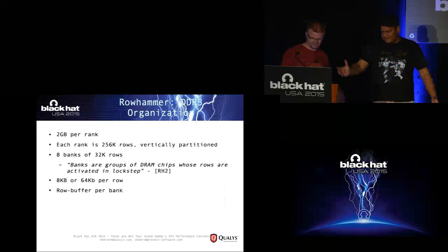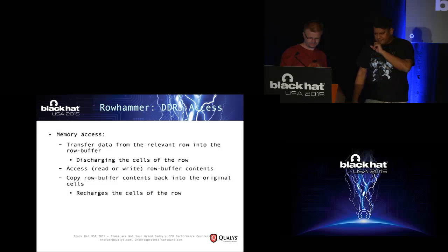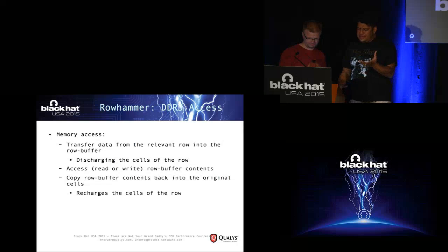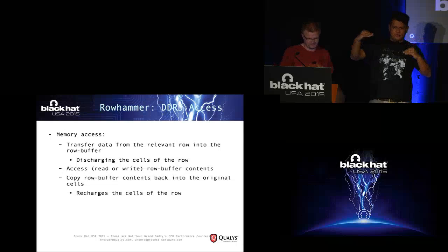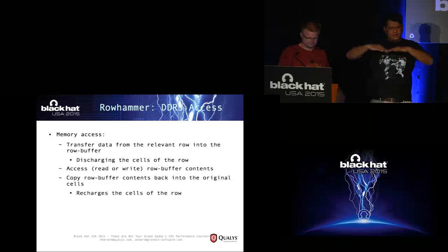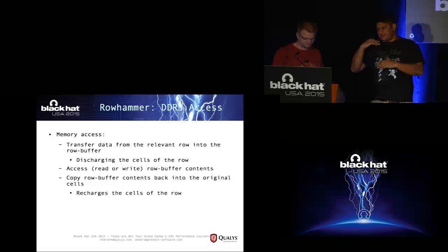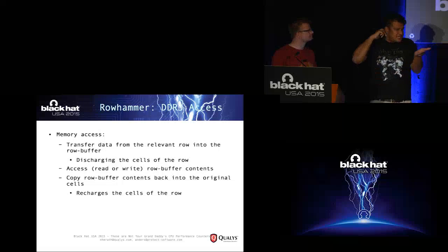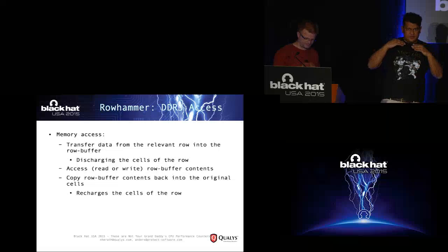So that's a discussion into how the DDR is set up. Quickly, for memory access in DDR3, you transfer the data in a memory line into a row buffer, and that discharges the row. Then you read or write the row buffer contents, which is accessing the values in the RAM, and when you copy the buffer contents back, the memory gets recharged again. Since the charge doesn't stay forever, at every refresh interval the memory controller will refresh the contents to make sure that the content remains consistent.